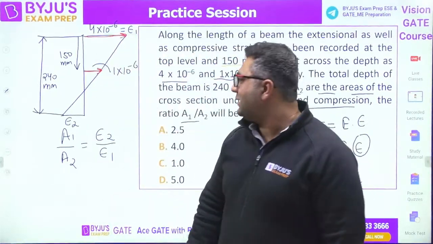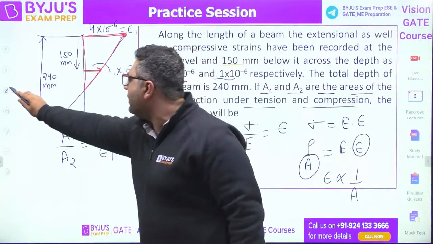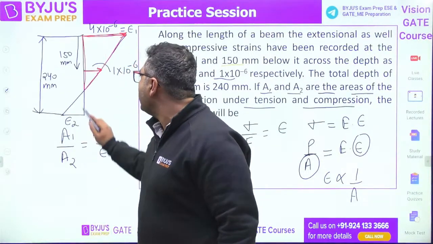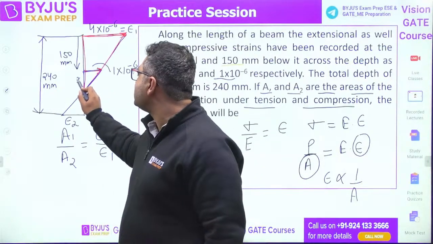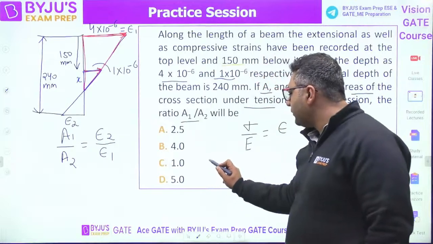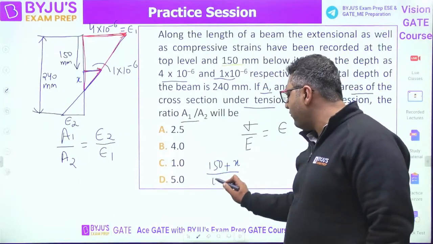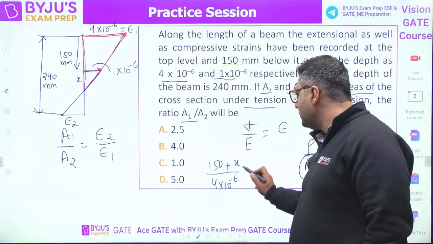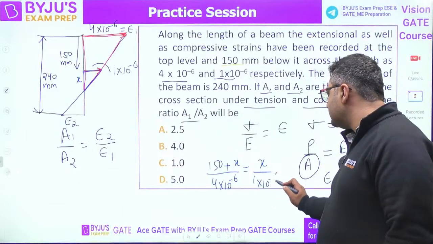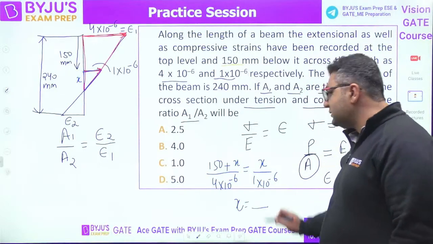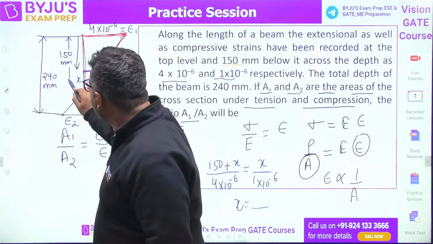Okay. So in that case, you are going to take this similar triangle, this is the red triangle and we are having, let us say, a blue triangle. This is the blue triangle. And let us say this distance is x. So you can write it as 150 plus x divided by 4 into 10 to the power minus 6 can be written as x divided by 1 into 10 to the power minus 6. From here you can find out the value of x. Once you know the value of x, you would be knowing this depth.